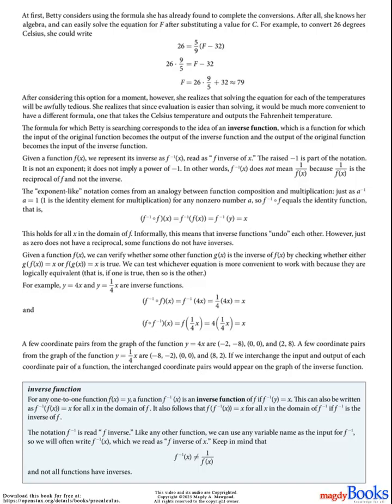The exponent-like notation comes from an analogy between function composition and multiplication. Just as a to the power of -1 times a equals 1, where 1 is the identity element for multiplication for any non-zero number a, so f inverse composed with f equals the identity function. That is, f inverse composed with f at x equals f inverse of y equals x. This holds for all x in the domain of f. Informally, this means that inverse functions undo each other.